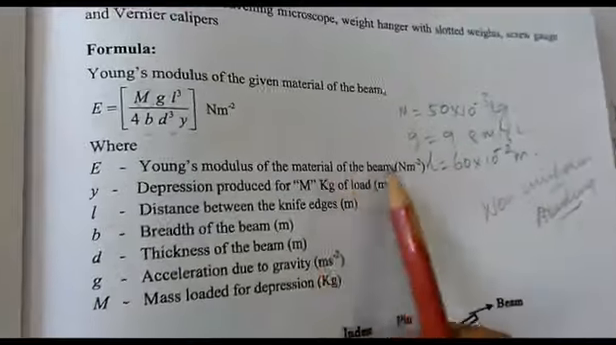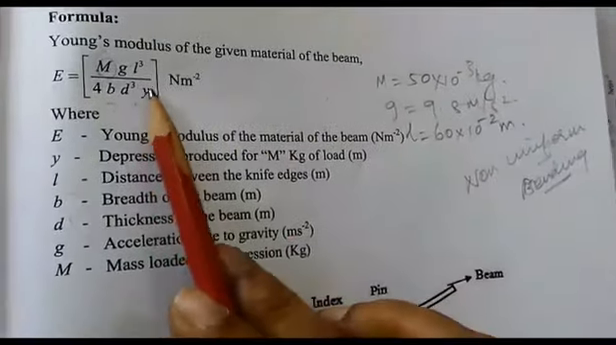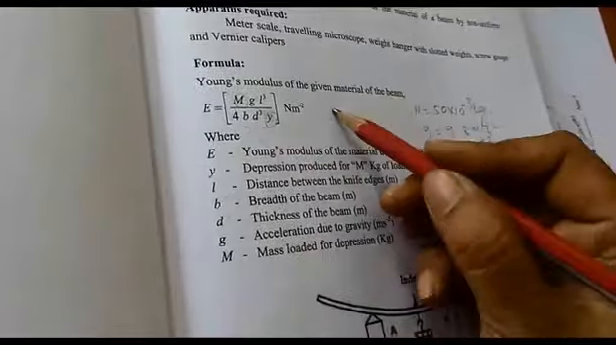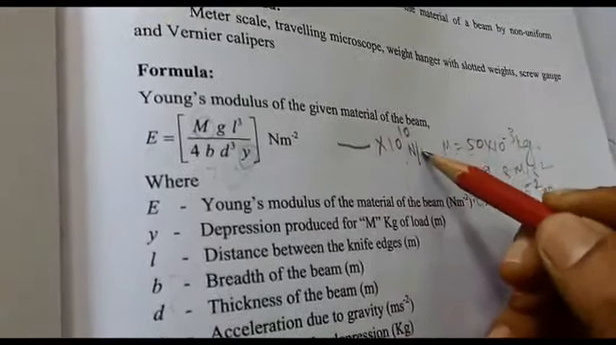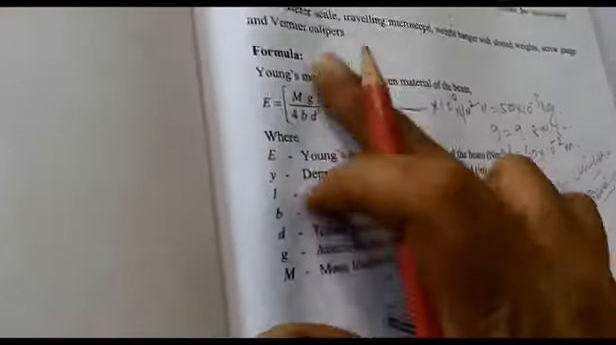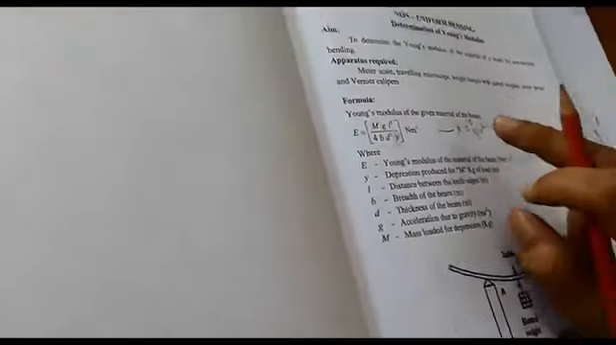and the thickness is calculated from the screw gauge tabular column, which is around 5.9 into 10 power minus 3 meter. And Y, the depression produced, is the mean value of the last column, so much value into 10 power minus 2, so you have to substitute that here. After substitution, you get the answer in terms of 10 power 10 Newton per meter square. So this is how Young's modulus of the material of the beam can be calculated.